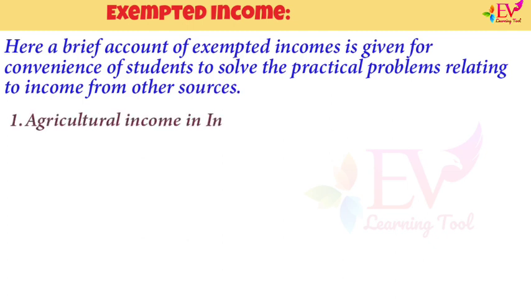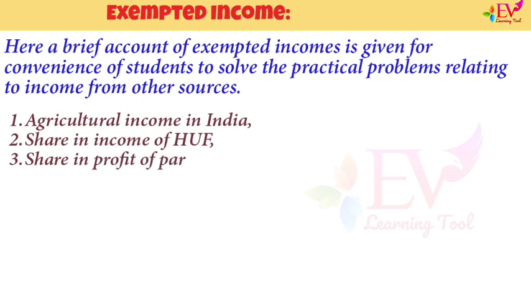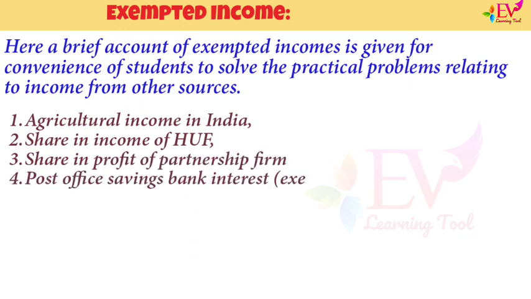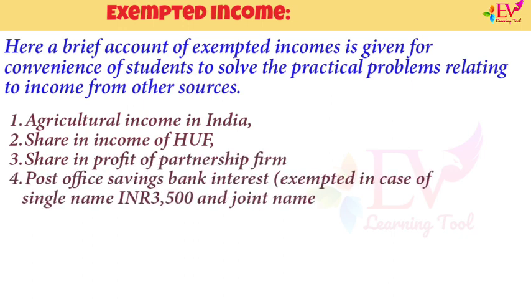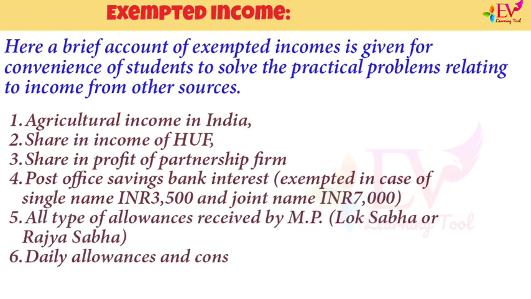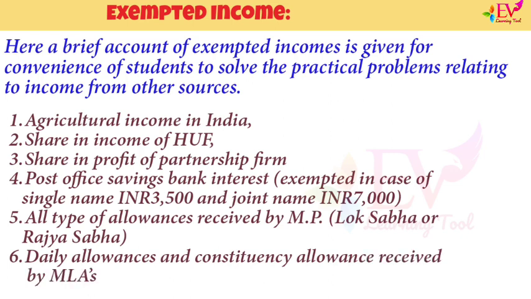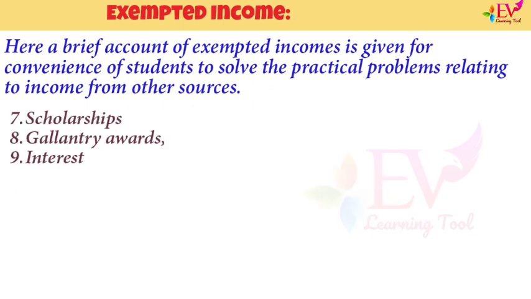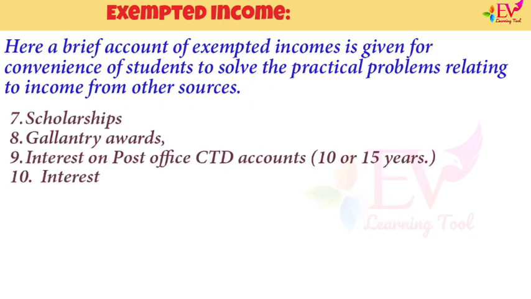1. Agricultural income in India. 2. Share in income of HUF. 3. Share in profit of partnership firm. 4. Post Office Savings Bank interest, exempted in case of single name 3,500 Indian rupees and joint name 7,000 Indian rupees. 5. All types of allowances received by MPs of Lok Sabha or Rajya Sabha. 6. Daily allowances and constituency allowance received by MLAs. 7. Scholarships. 8. Gallantry awards.